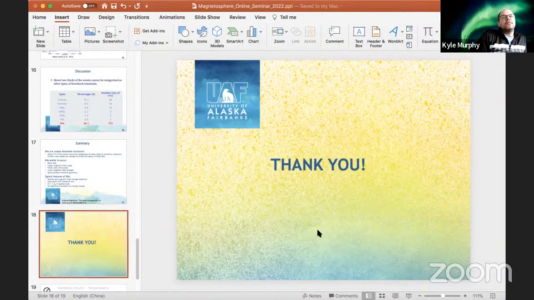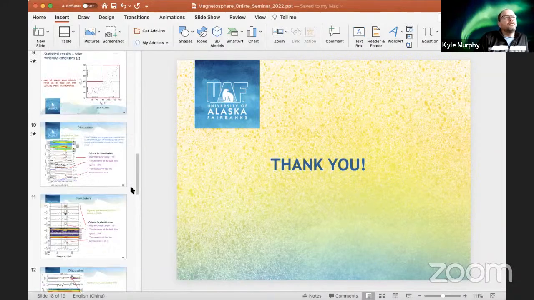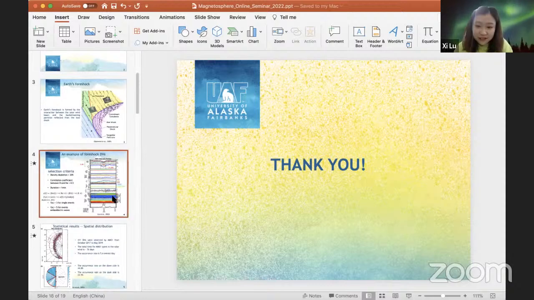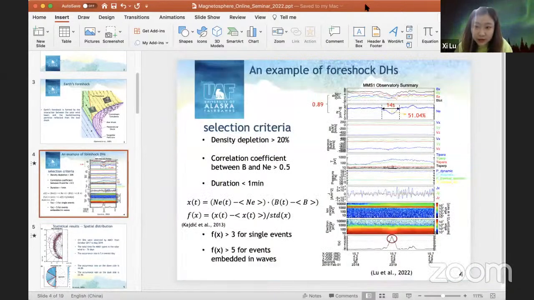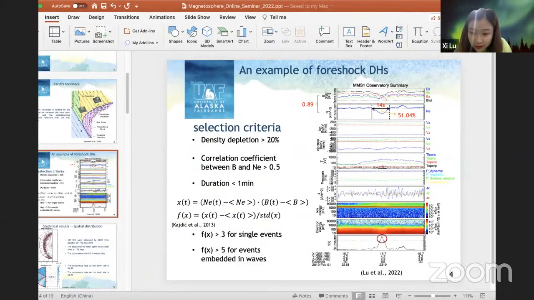Are these density holes in pressure balance? Does the increase in ion temperature offset the decrease in ion density and magnetic field strength for the density holes? Yeah, that's a good question. And we could see the example here.